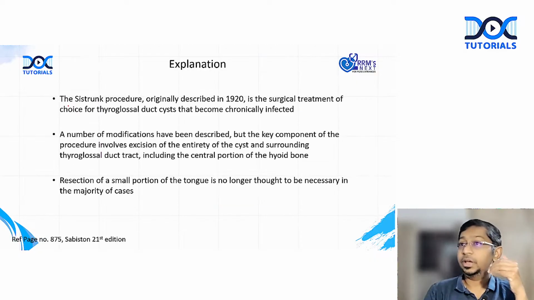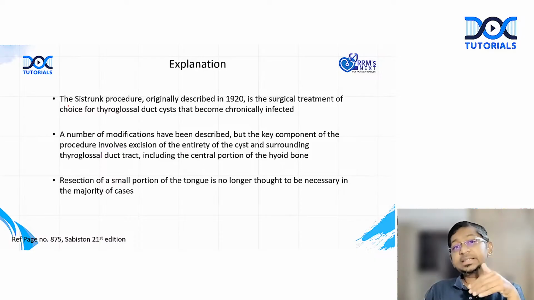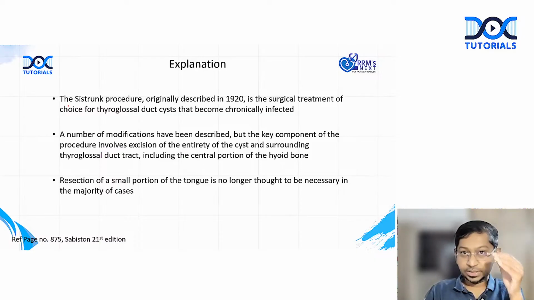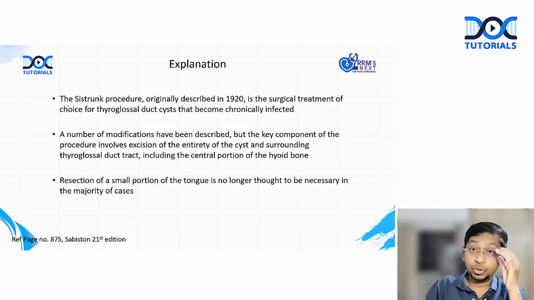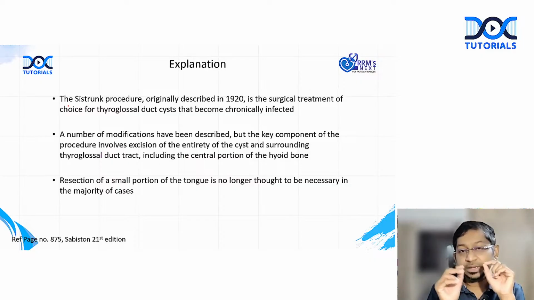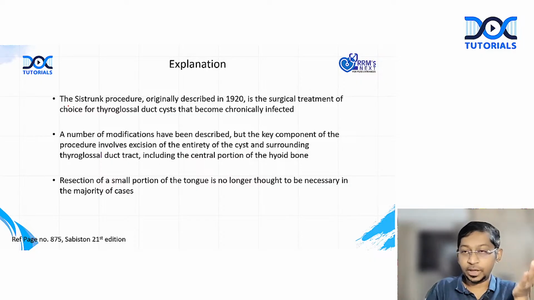Now, the Sistrunk procedure, which was originally described in 1920, was meant for infected thyroglossal cysts. The original operation by Sistrunk was actually excision of the tract all the way up to the foramen cecum, in fact coring a bit of the base of the tongue in order to avoid recurrence. However, as I've already told you, histological studies show that these tracts usually do not extend all the way up to the foramen cecum. They are only small ramified branches that are usually found near the body of the hyoid bone.